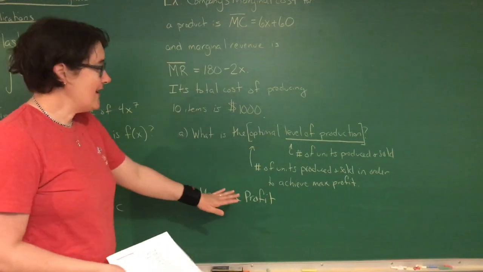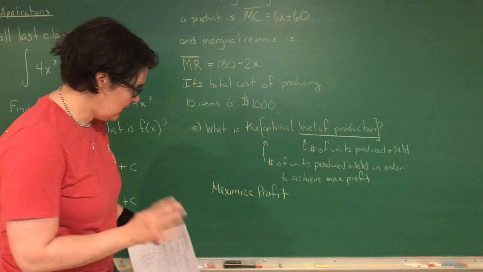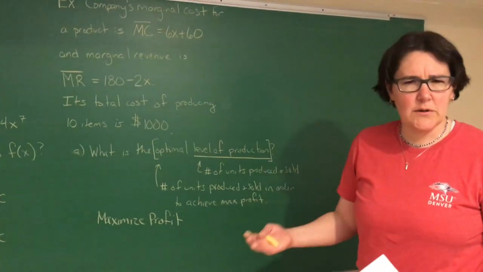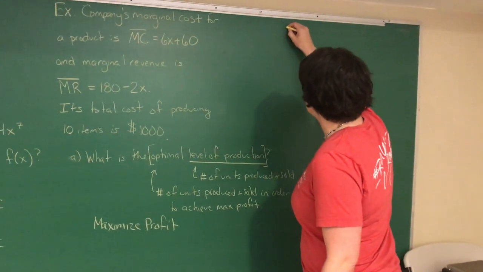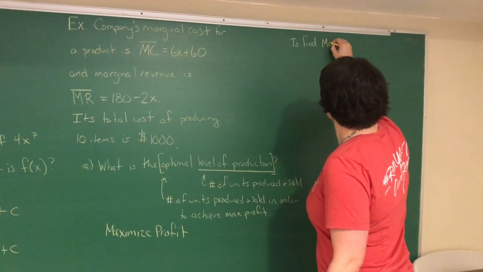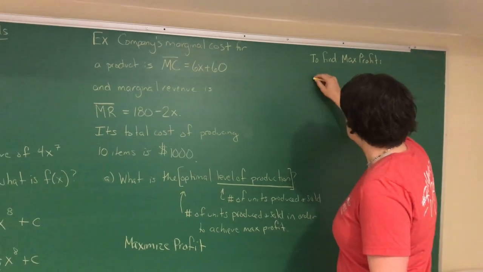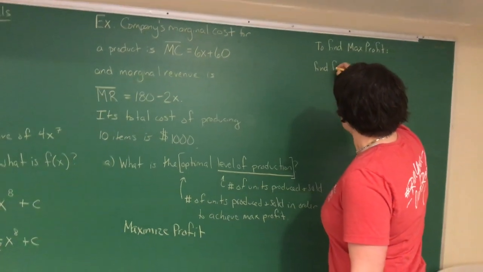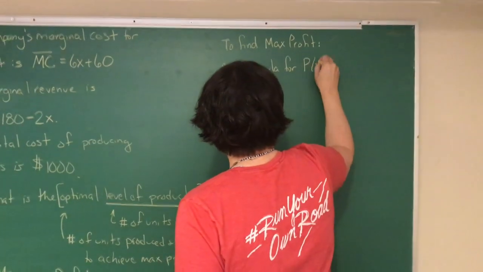Now, there's actually kind of a shortcut way of thinking about this question. I want to talk about that shortcut way. So let's think carefully about that process that we looked at in chapter 10. Our process in chapter 10 to find maximum profit, what we did is that we first found a formula for profit.